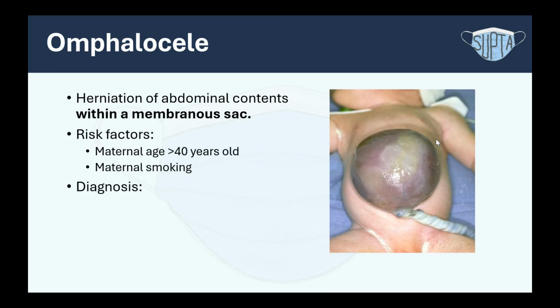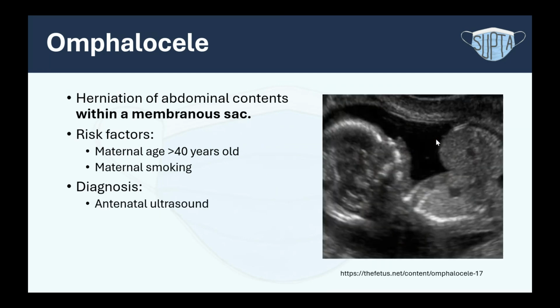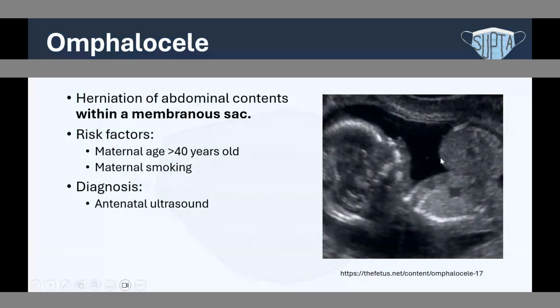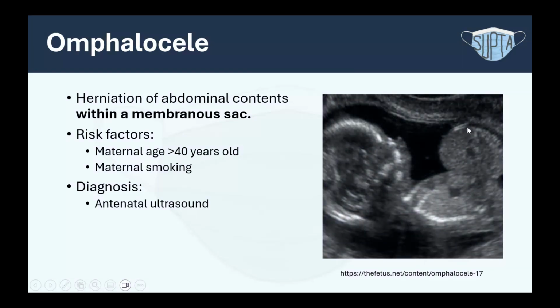But sometimes you can also diagnose this prenatally, as we were able to in Sally's case. You could do that using an antenatal ultrasound, which you can see here. You can see that this area over here is the herniated organs. And you can also see that there is a nice outline from the fetal tissue.